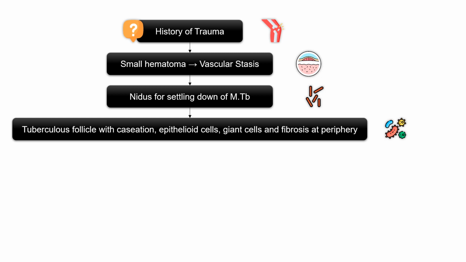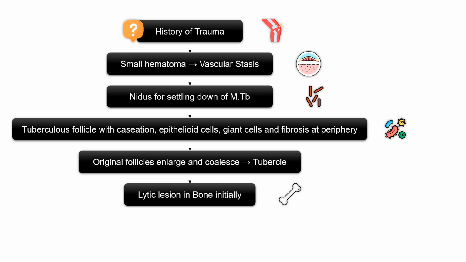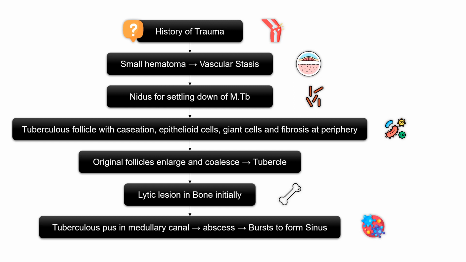giant cells and fibrosis at the periphery, which leads to enlargement of the original follicles and coalescence, which leads to formation of a tubercle. So that is the pathogenesis of tubercular involvement of bones and joints. This later on can lead to lytic lesion in the bone initially, and later on it can heal by sclerosis also, but sometimes the tuberculous pus in the medullary canal can form an abscess, and sometimes it can burst and form a tubercular sinus. So this is the pathogenetic mechanism of how a tubercular infection affects the bones and joints.